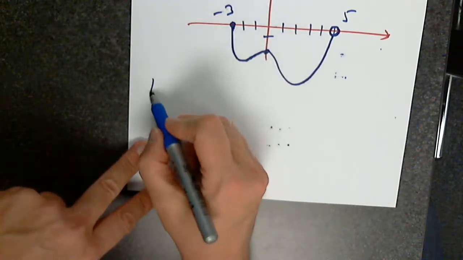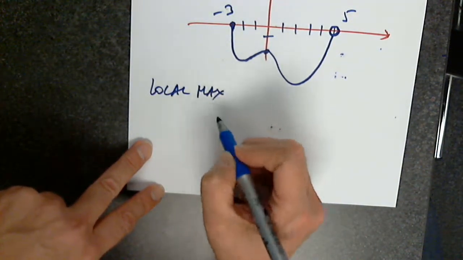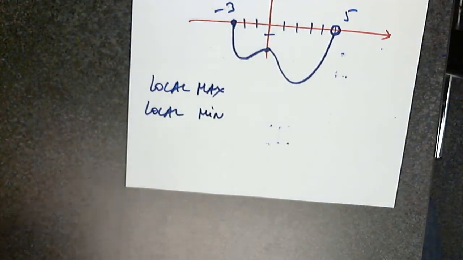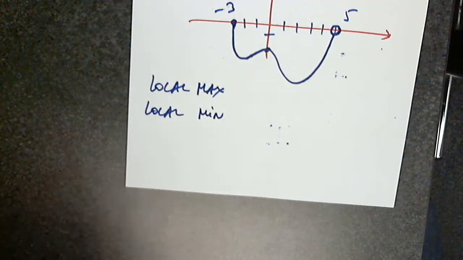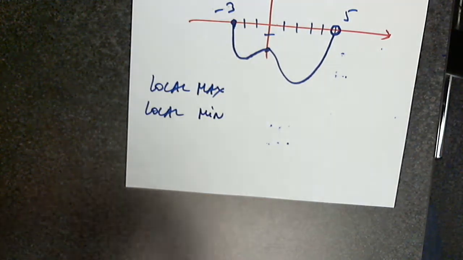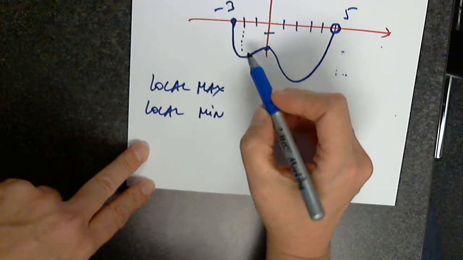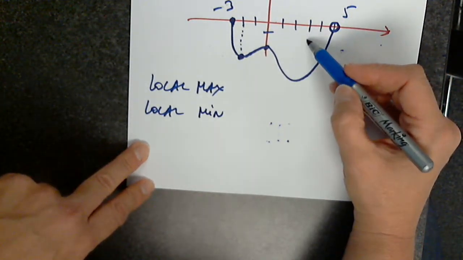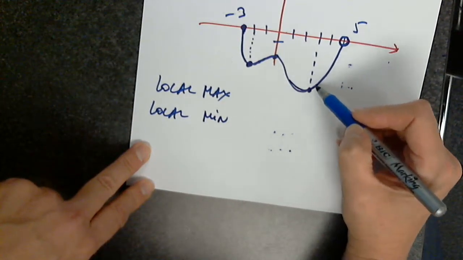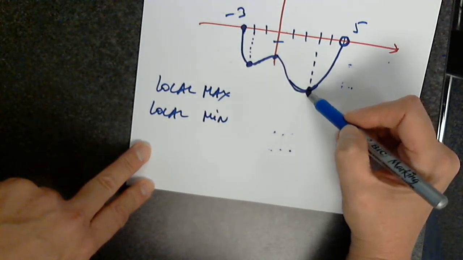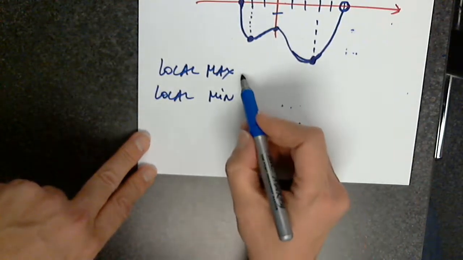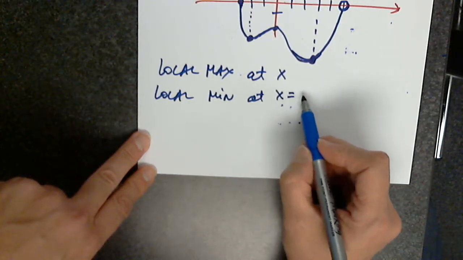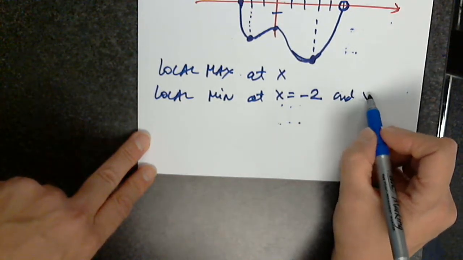Local max or relative max? Local max. Local min. Which x values have a local minimum? Here and here. Bear with me, the graph has a minimum here at 3. So local min at, I'm sorry, at x equals negative 2 and x equals 3.